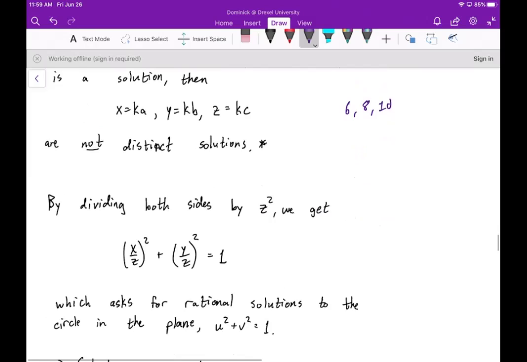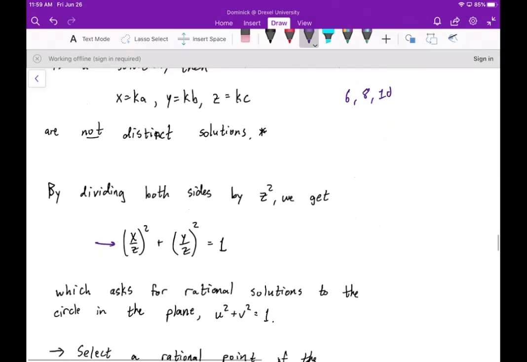Now to do this, we're going to divide both sides by z squared. So now if we do that, our equation looks like this. It's (x over z) squared plus (y over z) squared is equal to 1, okay? So now we're looking for rational solutions to the circle in the plane that's u squared plus v squared is equal to 1, or in other words, the unit circle.